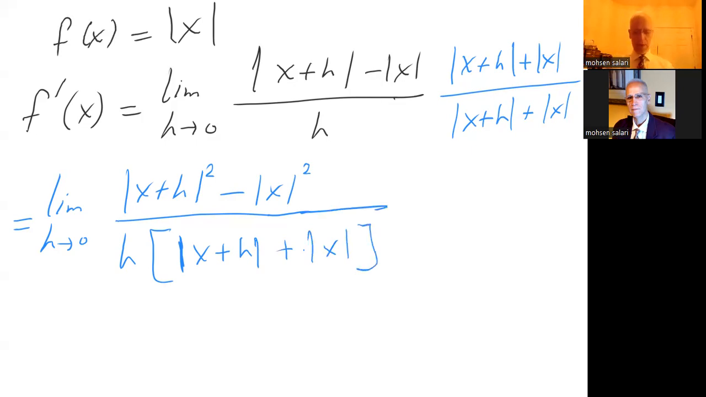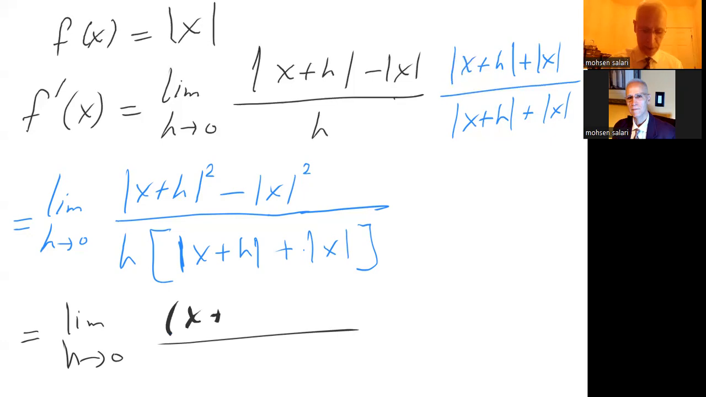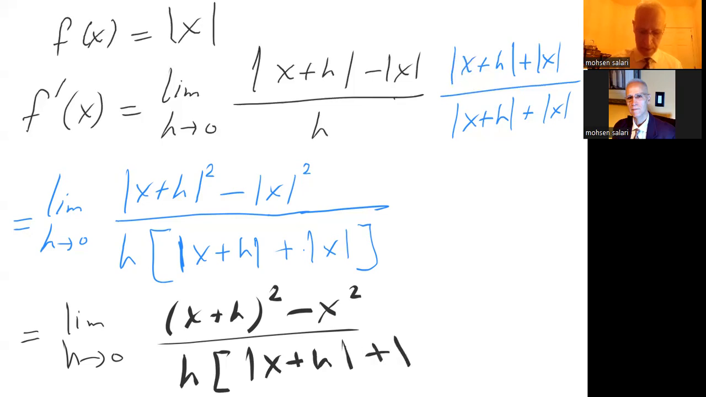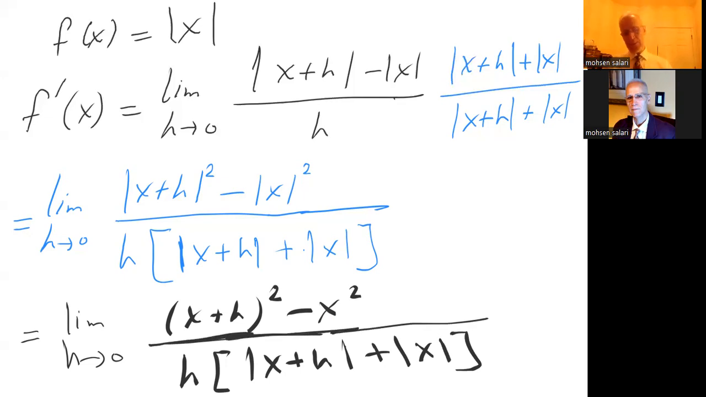And so what I can do now is simplify the numerator. So this is the limit as h is approaching 0. What is the absolute value of x plus h to the second power? This simply is x plus h to the second power minus x to the second power, over h times absolute value of x plus h plus absolute value of x. I'm going to go ahead and expand the numerator. Next page.